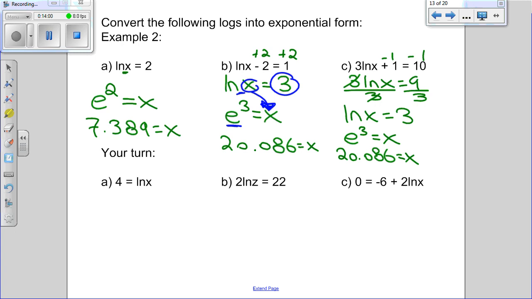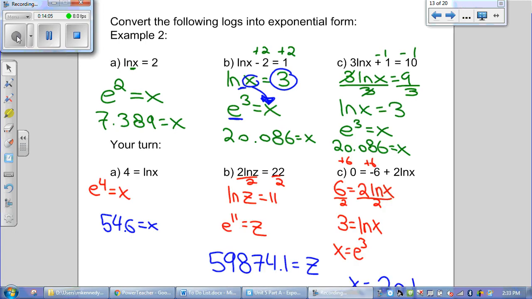The first one converts nicely. As long as you remember that logs have a base of e, it's a pretty quick transition. The second one, we had to divide by 2 first to get the natural log by itself. And it became e to the 11 equals 7. The last one, I had to move my 6 over, so I added 6 to both sides. Then I had to divide by 2. That got me my natural log all by itself. I then had to change it into exponential form because I was trying to figure out what the argument equaled. And it turned out that x equaled 20.1.